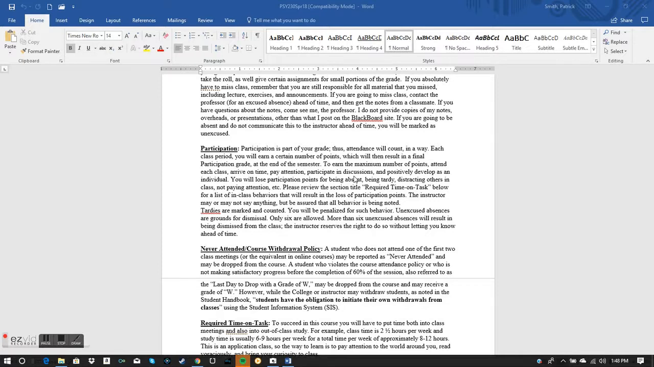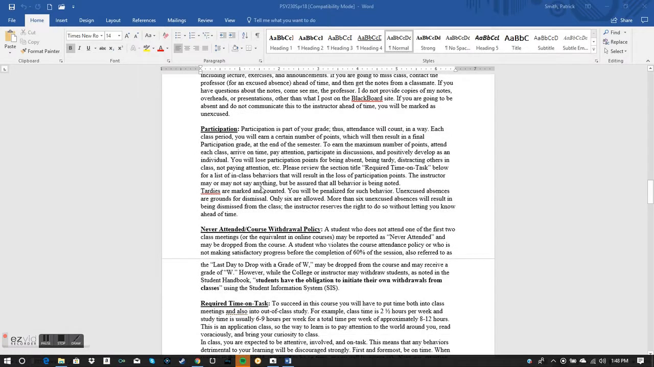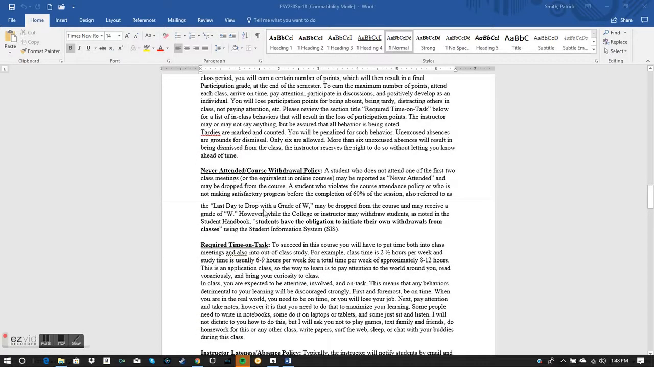Okay, so that means each class, first of all, you have to be there. Second of all, it's important to arrive on time. It's important to pay attention. It's important to participate in the discussions, and it's important to develop as an individual. You should be looking at opportunities to apply your life to what we're learning, since this is about people. Okay, so you lose participation points if you're absent or tardy or distracting others.